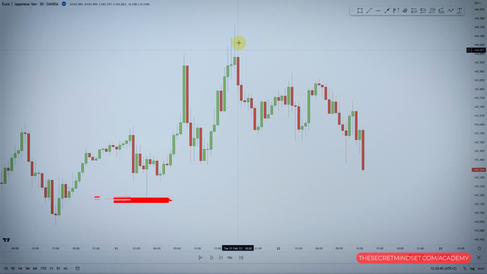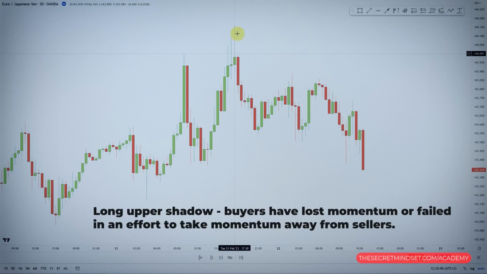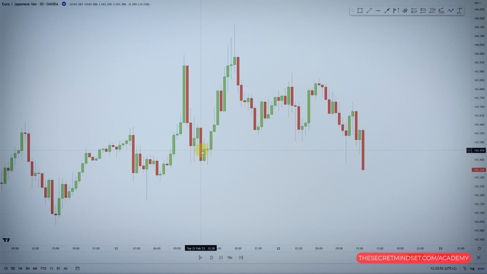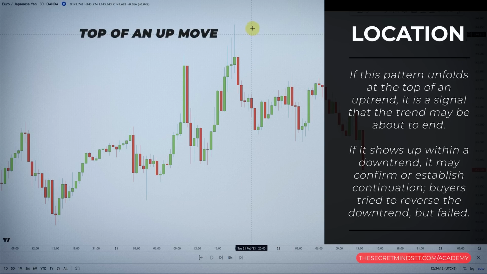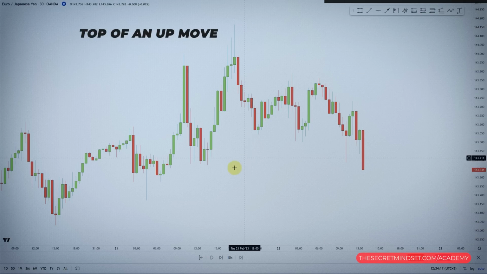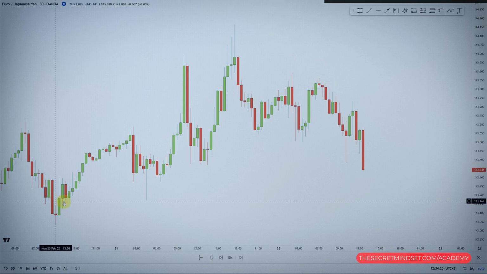When a candle contains an unusually long upper shadow, it signals that buyers have lost momentum or failed in an effort to take momentum away from sellers. If this pattern unfolds at the top of an uptrend, it's a signal that the trend may be about to end. If it shows up within a downtrend, it may confirm or establish continuation. Buyers tried to reverse the downtrend, but failed. A long upper shadow candle often appears at the top of an up move, and is often the lowest point in the downtrend, and signals a reversal point.